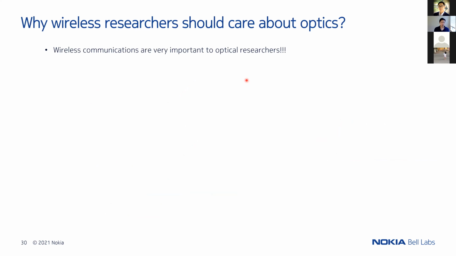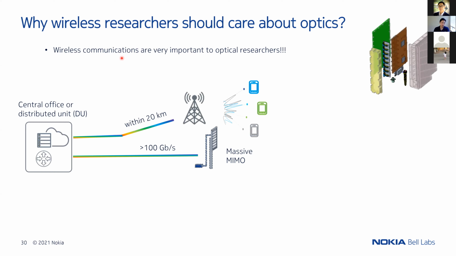So with that, I would end with a very quick slide on why I think wireless researchers should also care about optics. In optical communication, wireless communication is very important for us, because we are doing a lot of digital signal processing, and many problems that we are solving have actually been solved in different contexts in wireless communication. So we always care about wireless communication, but now I think is the time that wireless researchers should also care about optics. Why? Because people use more and more optical communication.